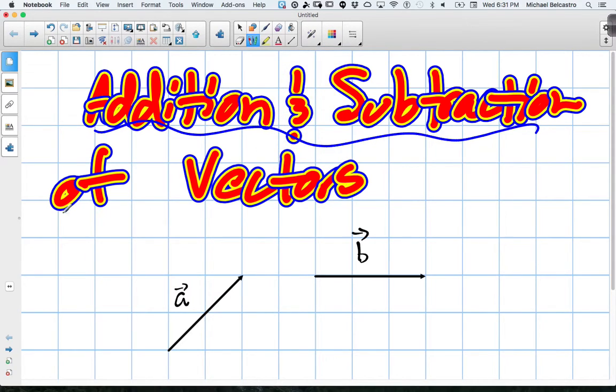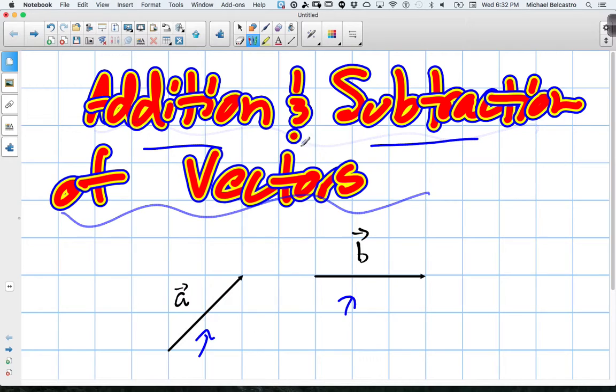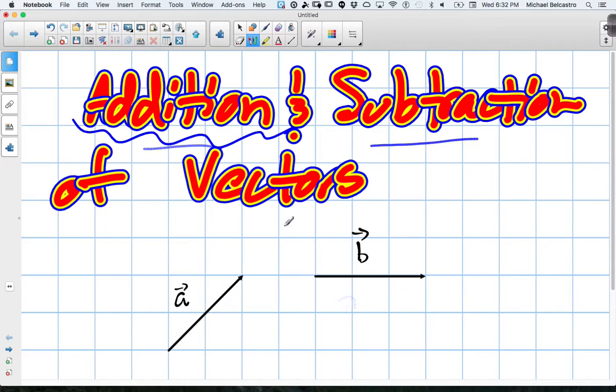Okay, so addition and subtraction of vectors here. What we're going to do is use these as the vectors that we decide to add and subtract. And you'll start to realize that as soon as you understand scalars, really everything is addition, just working with positive or negative scalars here. So we have vector A and B.